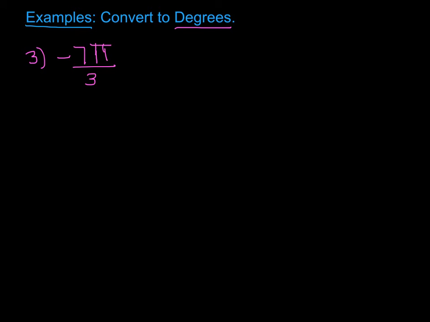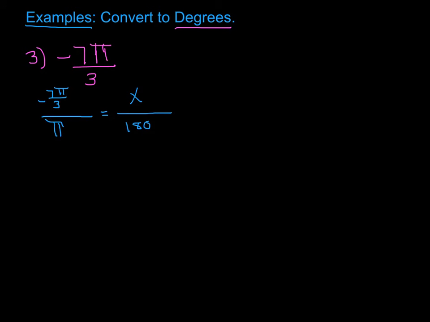So you can do it using the proportions, and I'll show you that way, and then I'll show you the much easier way. So if you don't want to write this down, you don't have to. You could just watch. So you're going to have your pi and your 180 again. Since I'm given a radian measure this time, I'm going to put that angle measure over the pi. So negative 7 pi over 3. And I don't know my degree, so I'm going to put my x there.